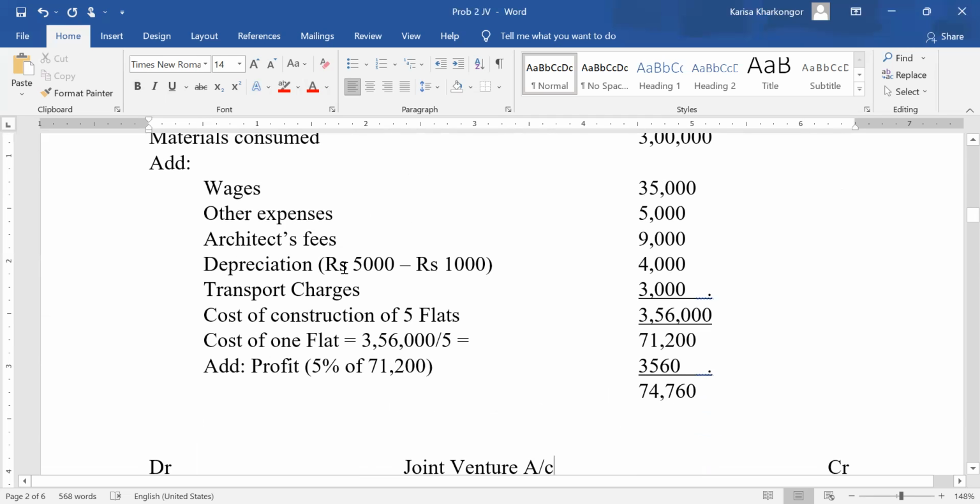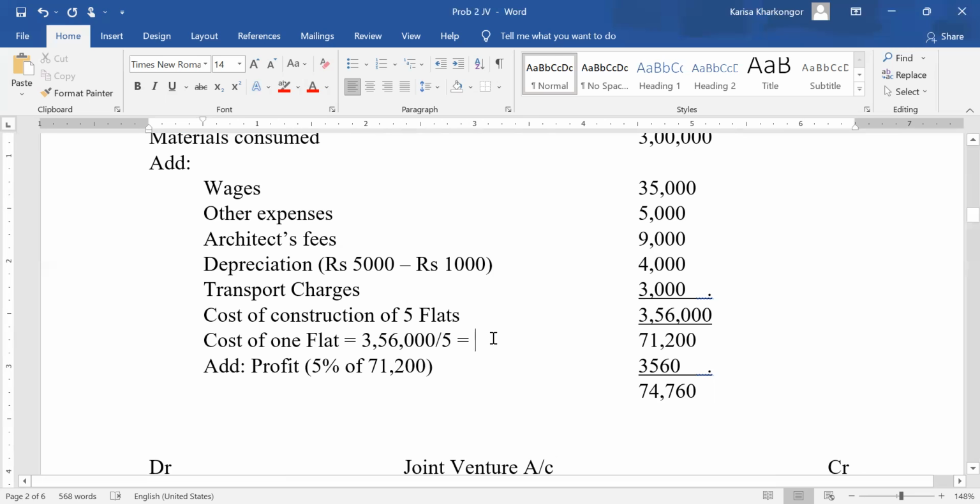So depreciation will be rupees 5,000, the cost of machine at the beginning, minus rupees 1,000, cost of machine at the end, which gives us 4,000 depreciation. Transport charges 3,000. The other expenses are given in the question only. So we add all the expenses plus materials consumed. We will get the cost of construction of 5 flats, which will be 3,56,000.